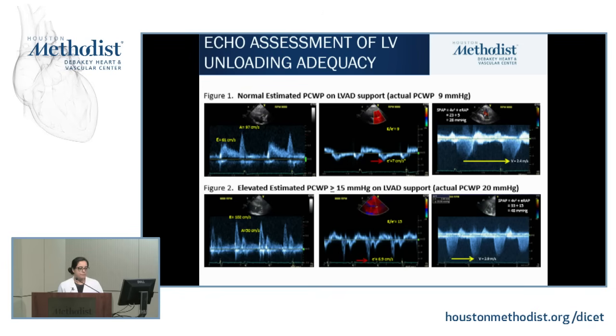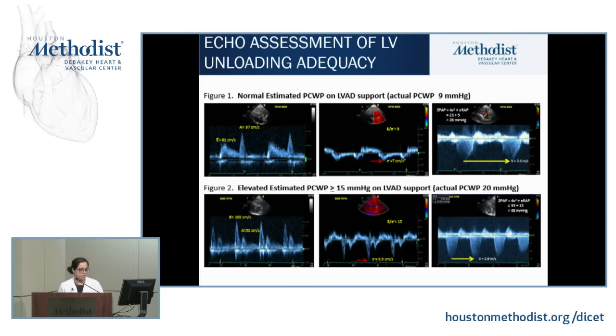So this is an example of somebody who has a normal estimated pulmonary capillary wedge pressure on LVAD support. And this is concomitant hemodynamics and echo. And this, as you can see, the E to A ratio, the tissue velocity is expected, is low. The PA systolic pressure is okay. So this is somebody who had a wedge pressure that was around 9.